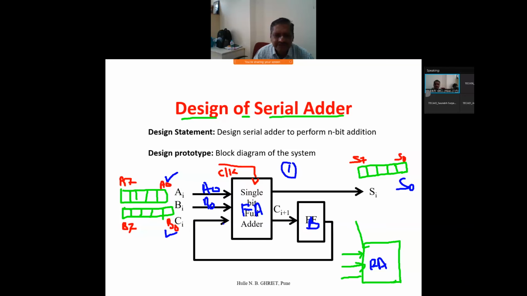Now, during the second clock cycle, we will take the data. Here will be A1, which is this, and here will be B1. And this carry will be utilized here, which is the carry from the previous state, that is C1. These three things will be added here, and the sum will be available here, and the next carry will be stored here, and so on. In this way, the circuit will function.